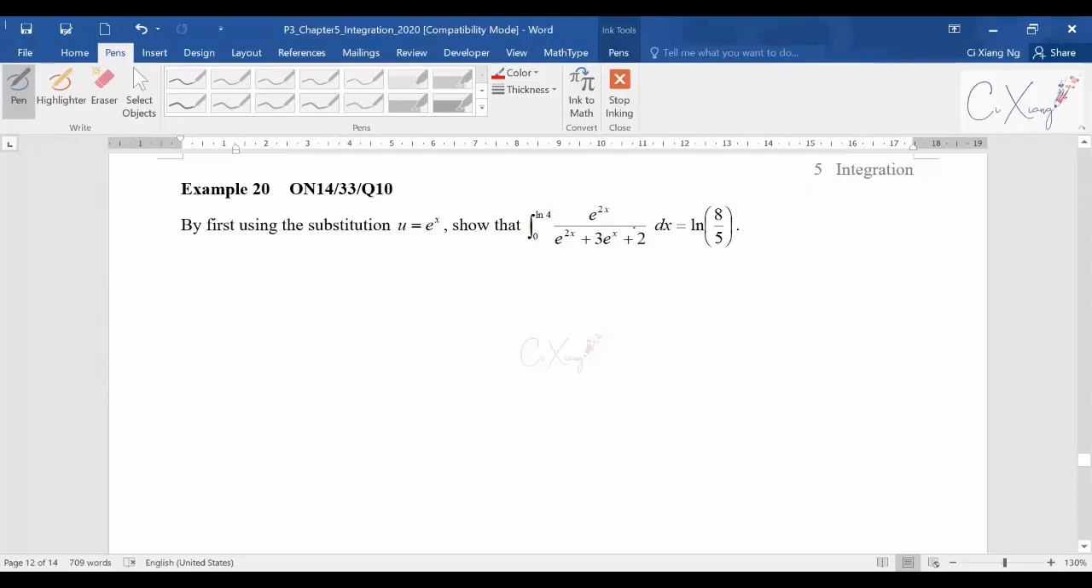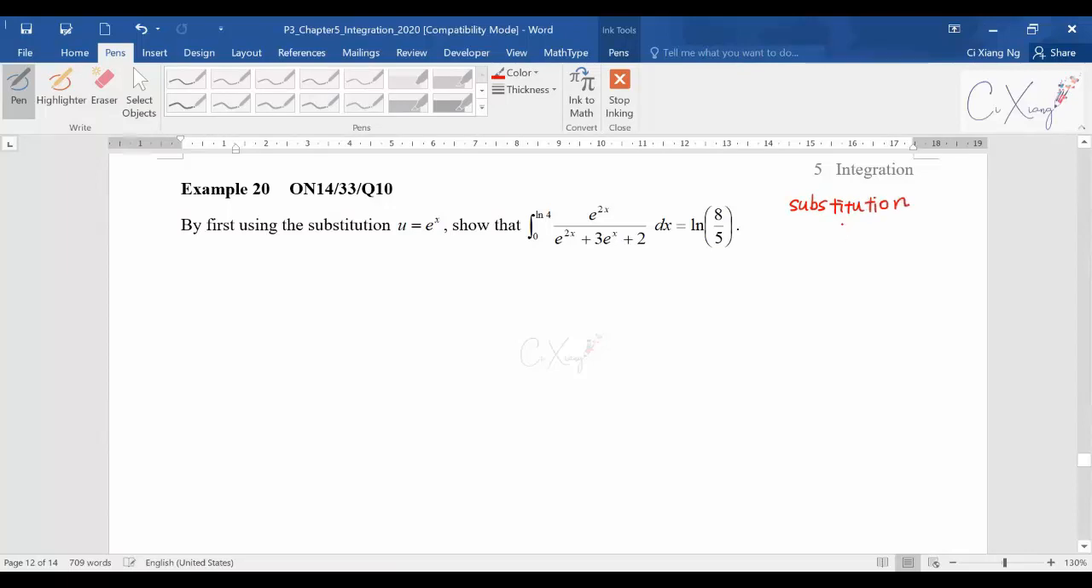Okay, so this question doesn't look very complicated. This is what they want you to integrate, and the final answer is log 8 over 5. But if you go through the question itself, you will see that there are a lot of different stages involved in this example. So first of all, of course, you need to do the substitution.